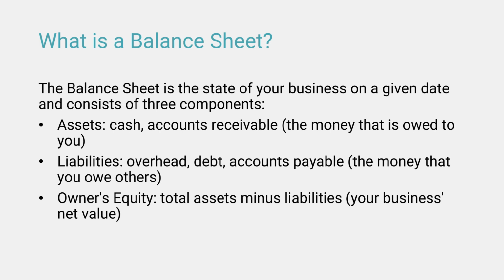What is the balance sheet? Where the P&L was showing the performance of the business over a period of time, such as a year, quarter, or month, the balance sheet just focuses on the state of your business on a given date. The balance sheet has three components: assets, cash, accounts receivable, the money that is owed to you; liabilities, overhead, debt, accounts payable, the money that you owe others; and owner's equity, total assets minus liabilities, your net value.